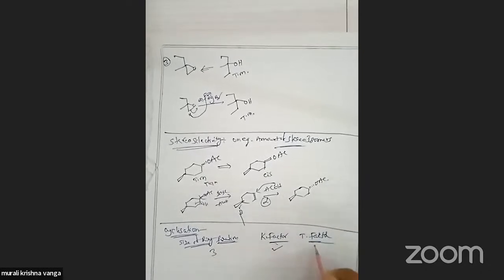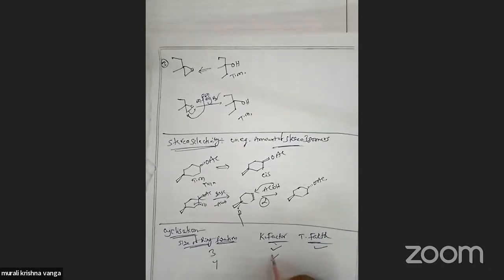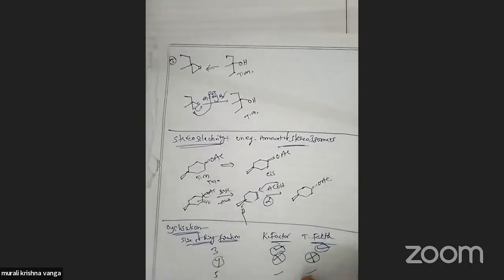A three-membered ring is highly favored in both kinetic and thermodynamic factors. A four-membered ring is highly disfavored in both kinetic and thermodynamic factors. And 5, 6, 7, 8-membered rings and so on are all favored in kinetic and thermodynamic effects.